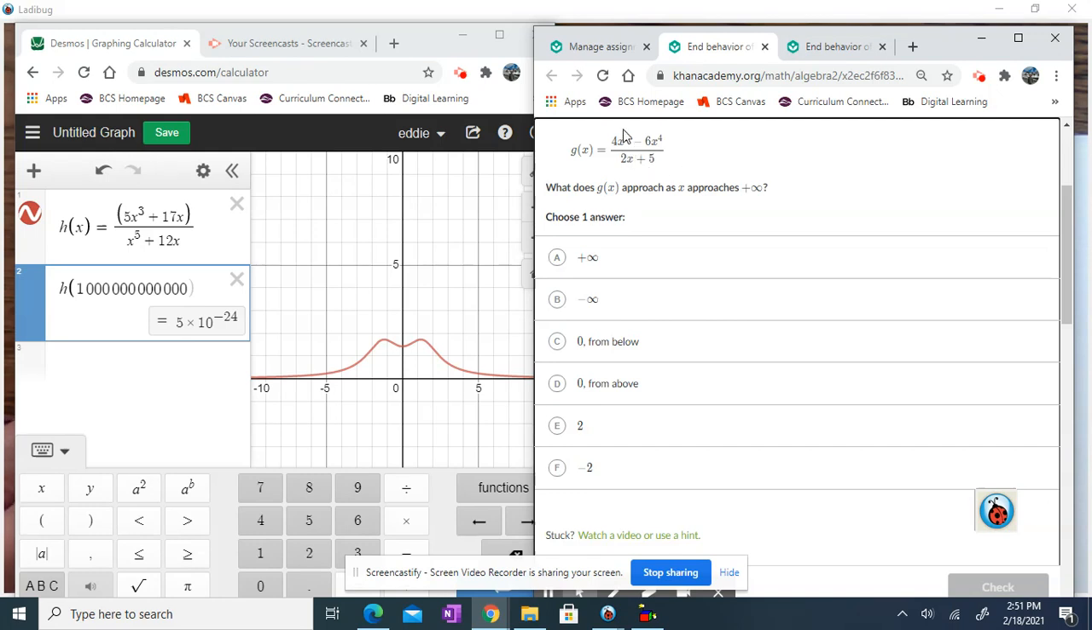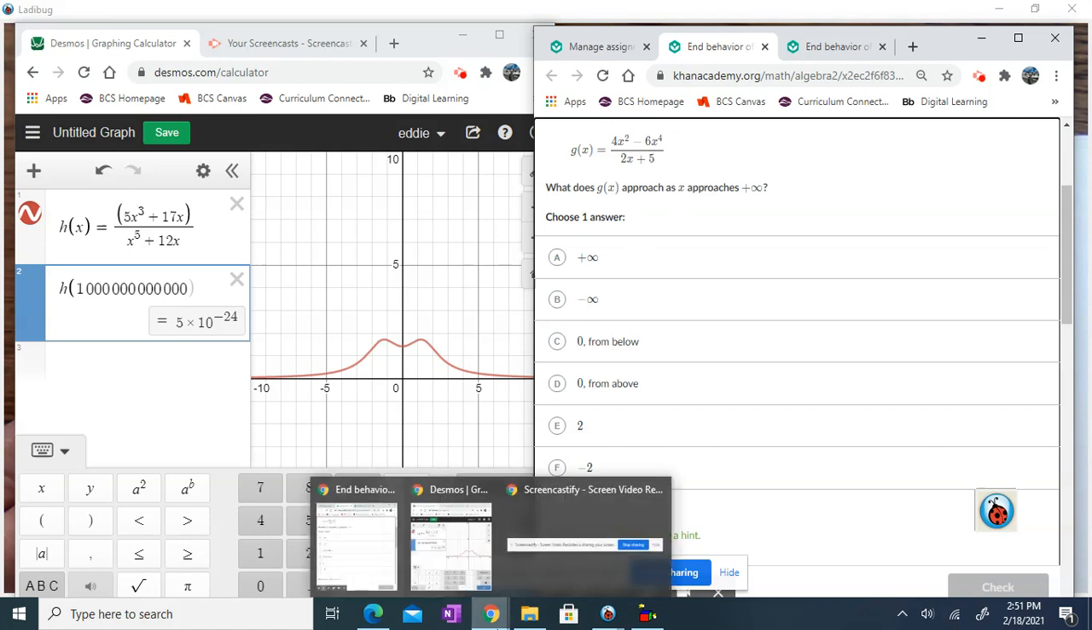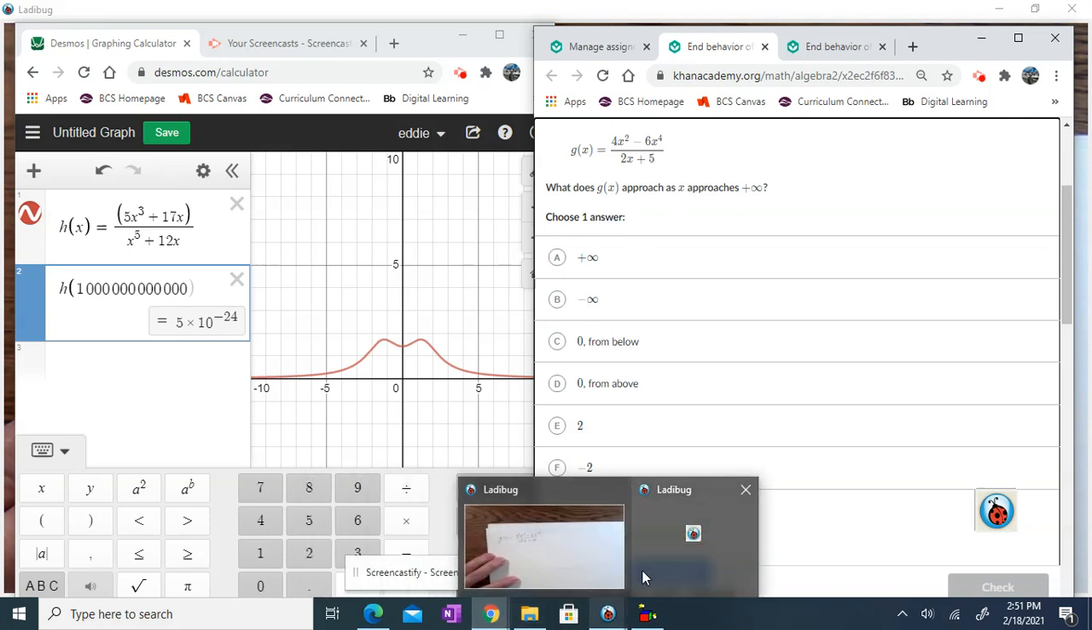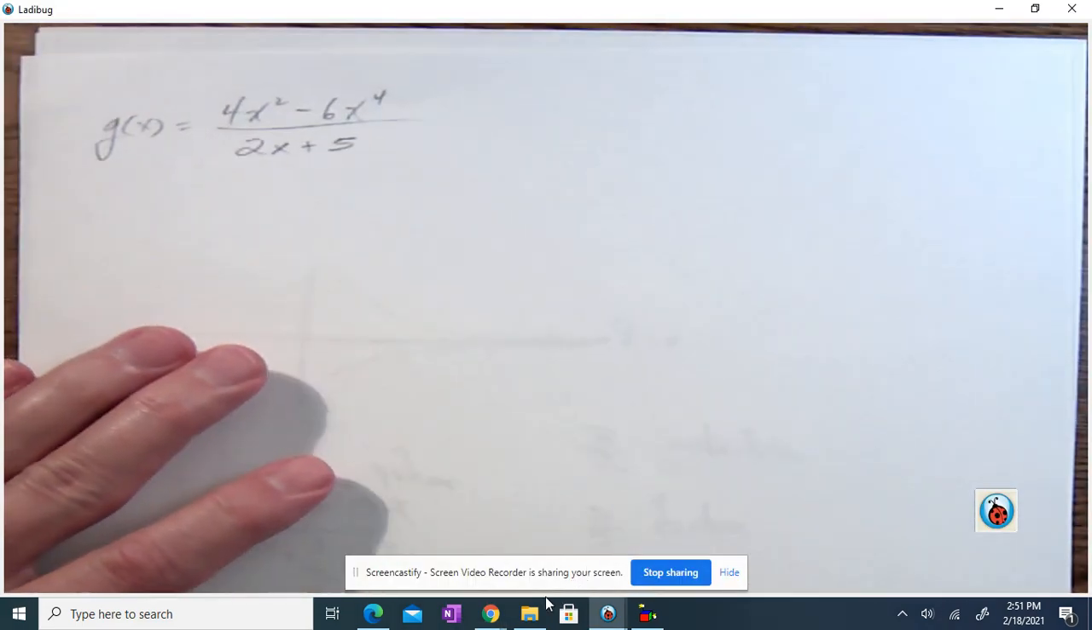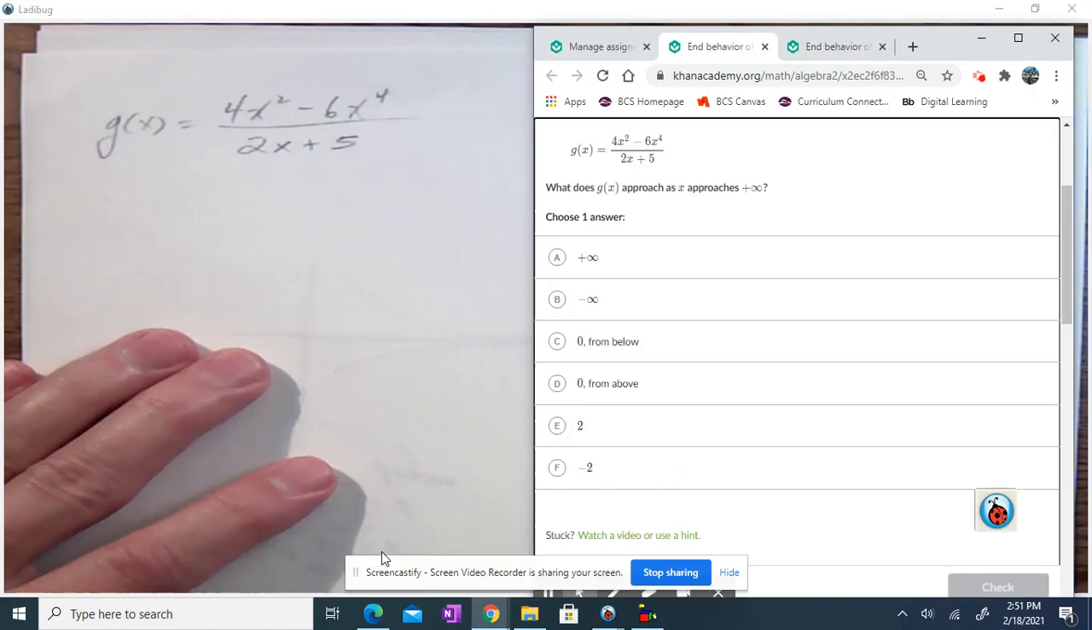Now, if the degrees are the same, like if this were a 4th power up here and this were a 4th power down here, then there would be a horizontal asymptote, and it would be y equals whatever the ratio of the coefficients is, and I'll talk about that in a minute. All right, so let me take a look at this first, just in terms of the problem. What's going to happen? Oh, I already forgot the question. Hold on. The question was, what does g of x approach as x goes to infinity?